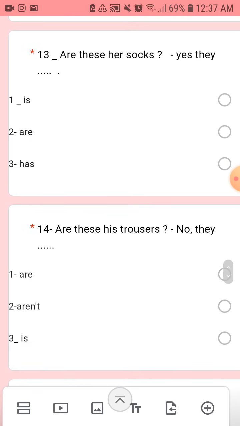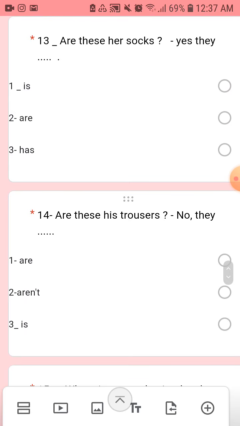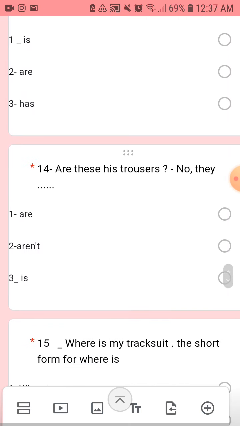Question 13. Are these her socks? Yes, they blank. Number 1 is, number 2 are, number 3 has.